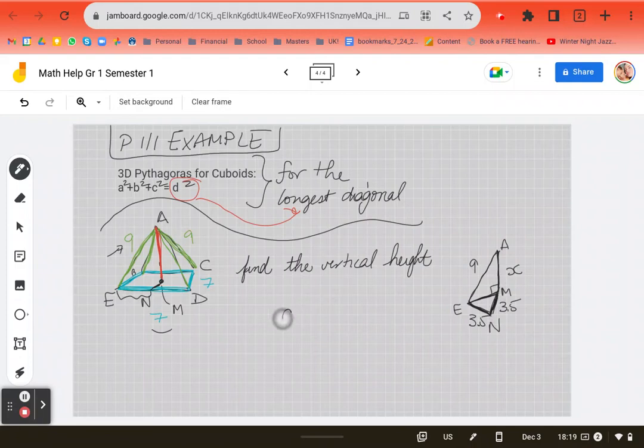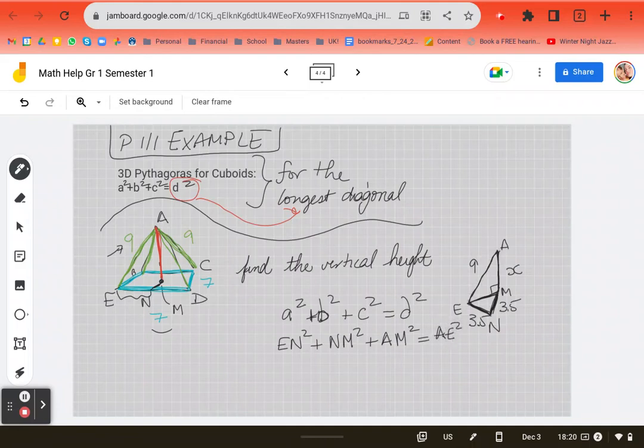So what do we do? A squared plus... you guys know Indiana Jones, right? A squared plus b squared plus c squared equals d squared. A squared is EN. B squared is NM. C squared is AM, we don't know that one. And D squared is the big long one. It's always the longest one, which we know is A to E now, squared.